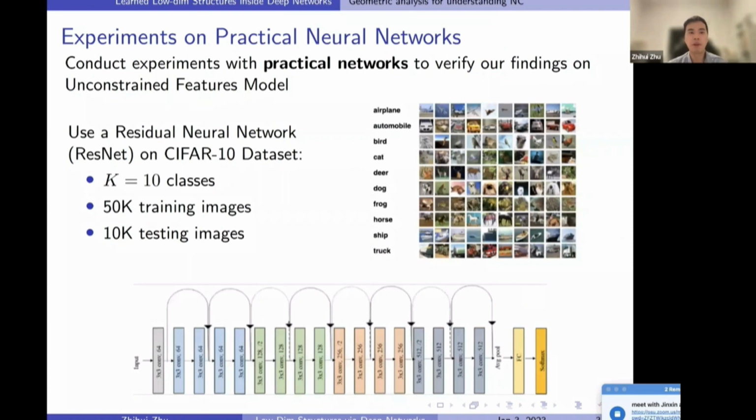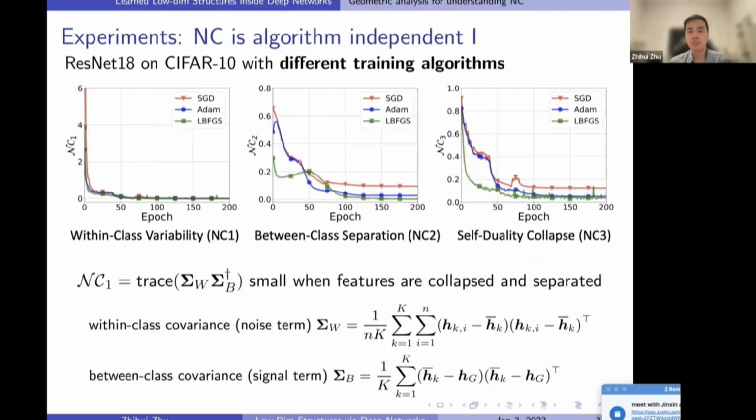Now we will conduct experiments with practical networks, not on this unconstrained feature model, to verify our findings on the latter model. So we will use residual networks on the CIFAR10 dataset, which has 10 classes, and each class has 5,000 training images and 1,000 testing images. Since we have shown benign landscapes on our simplified training problem, which means that if we run any local search algorithm, you will almost surely find neural collapse solutions, now let's verify this on practical networks.